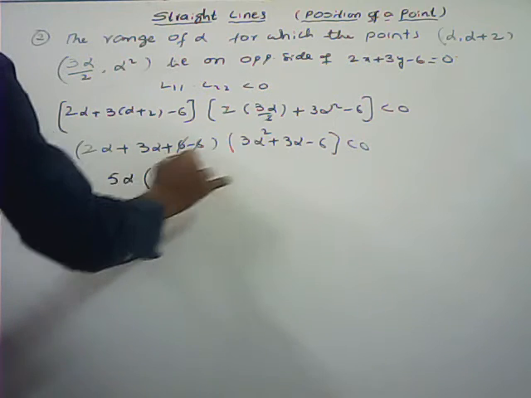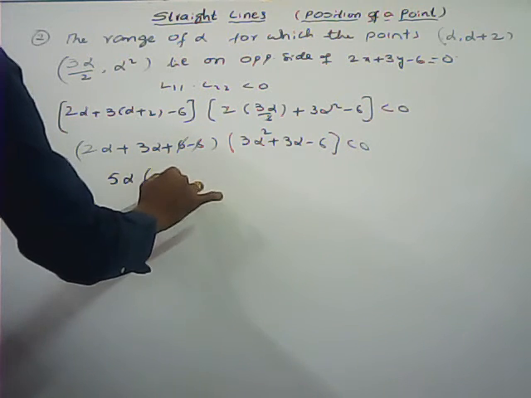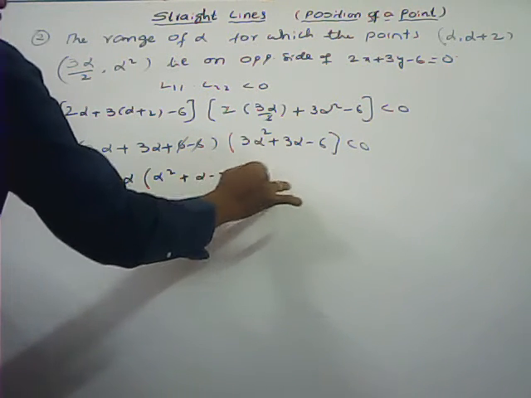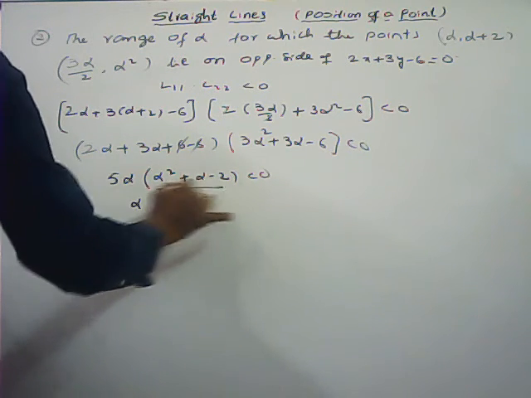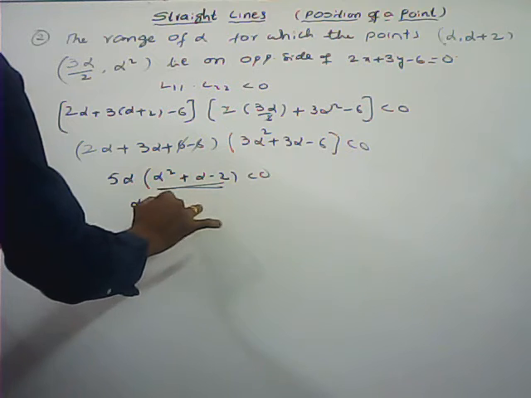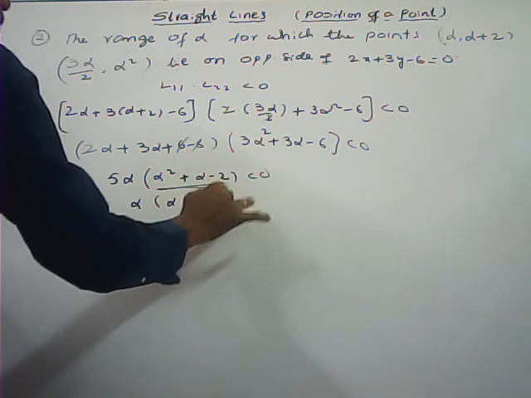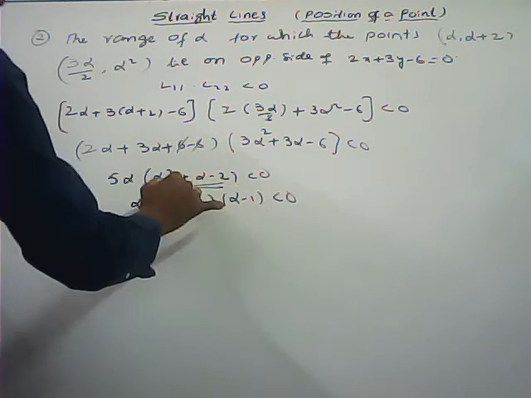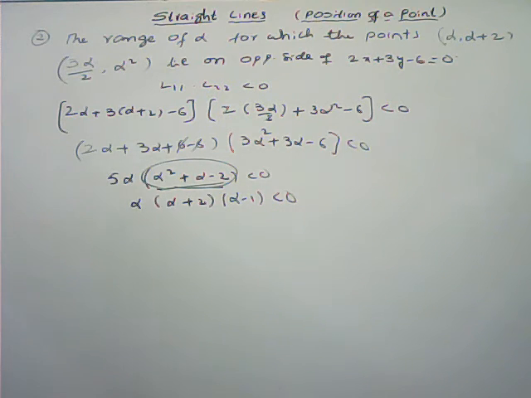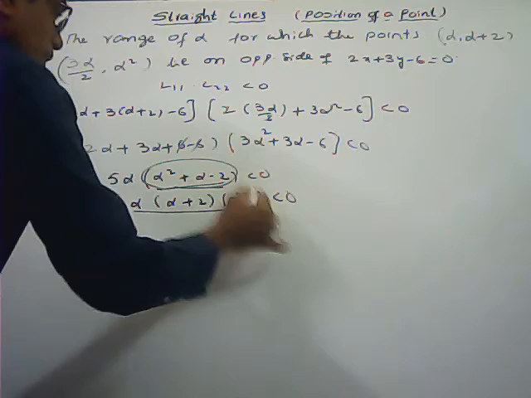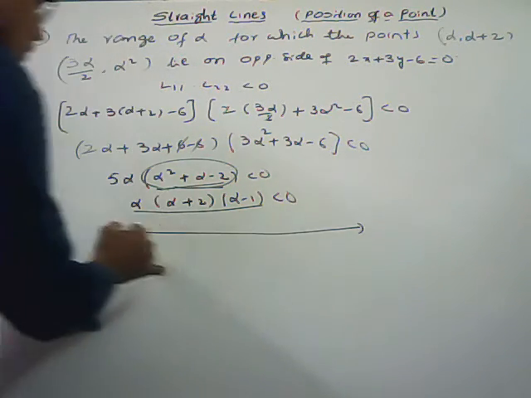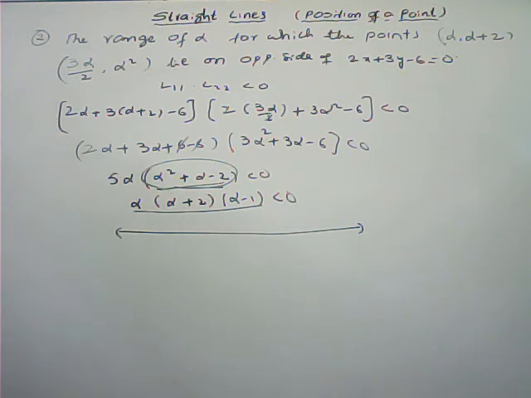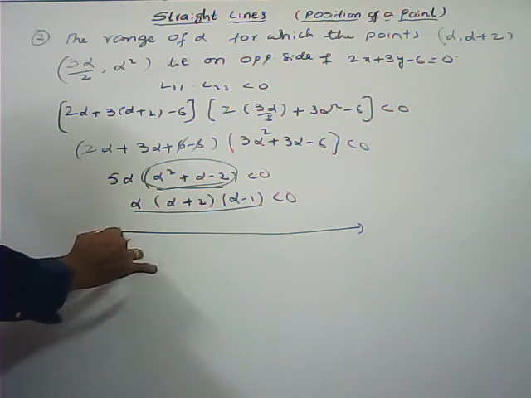Dividing by 3 on both sides, 3 is a positive quantity. Alpha square plus alpha minus 2 less than 0. Here also 5 you can transfer that side. Alpha into, if I factorize this one, alpha minus 1 less than 0. Quadratic expression we got, we can factorize that one: alpha plus 2 into alpha minus 1. Here a total of 3 linear factors are there. In any inequality, if 2 or more than 2 linear factors are there, better to follow the Wavy method.